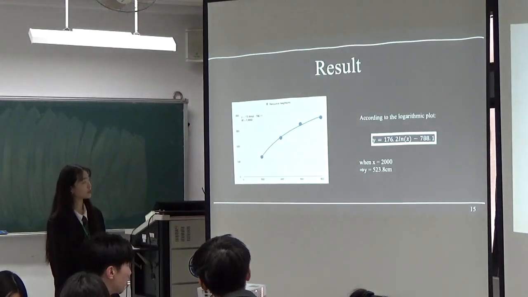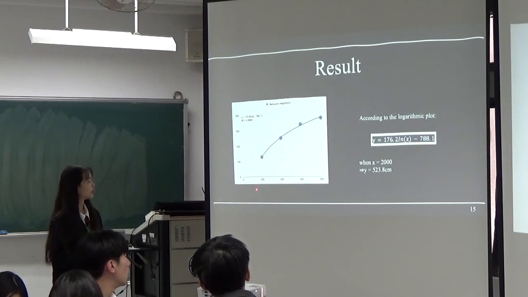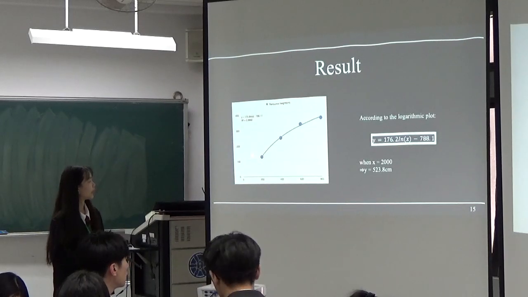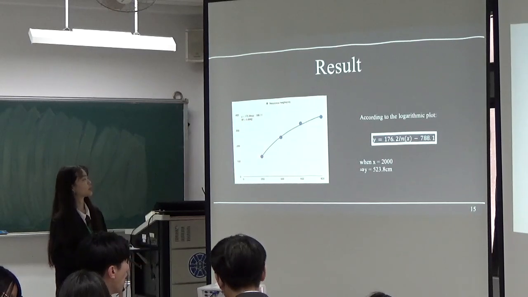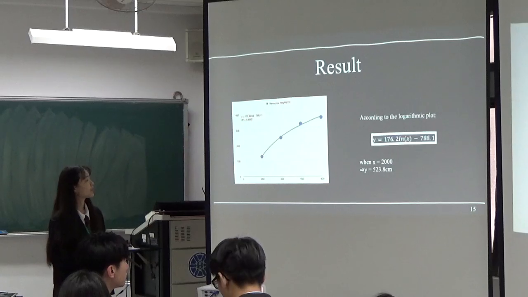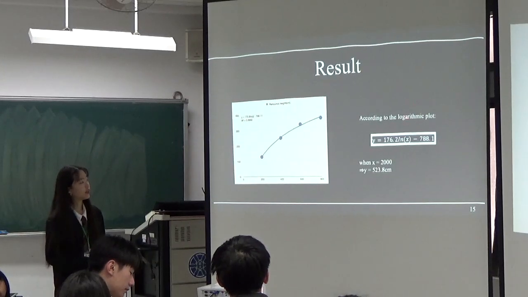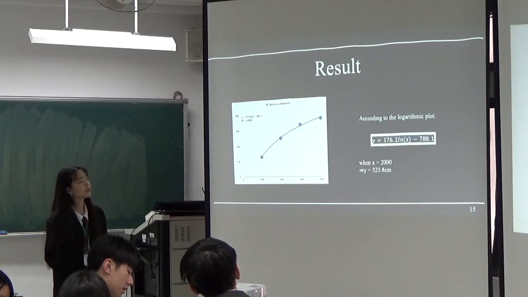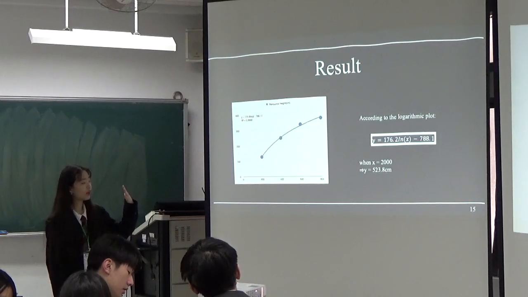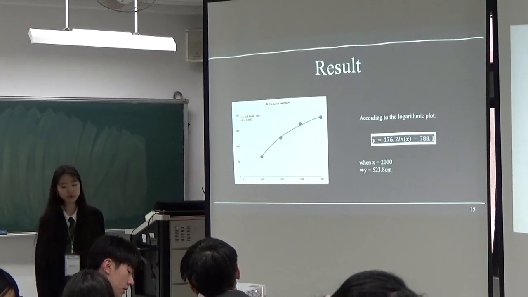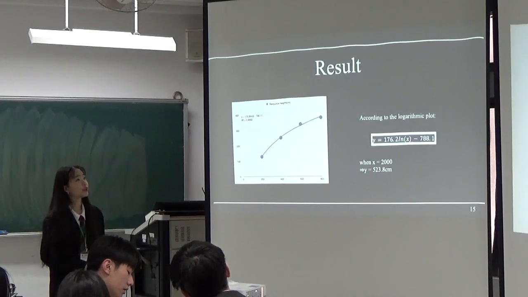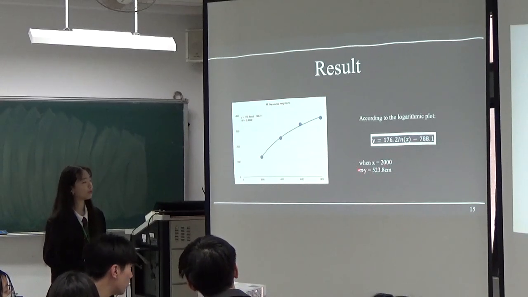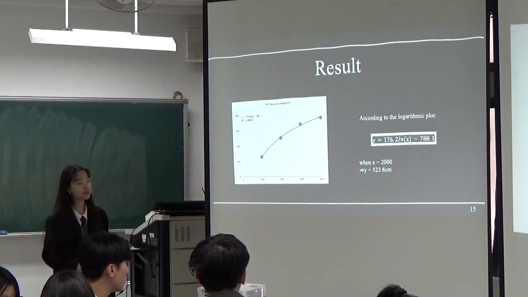And here's my experimental result. We found that when it's 200 milliliters, it will bounce out to about 100 and more centimeters. So we can give it a graph like this. And in my guess, I think that it will have a logarithmic plot, and the equation will be like this. But this is only my guess. So I'll give the answer that when it's 2 liters, the ball will bounce out to 523 centimeters.